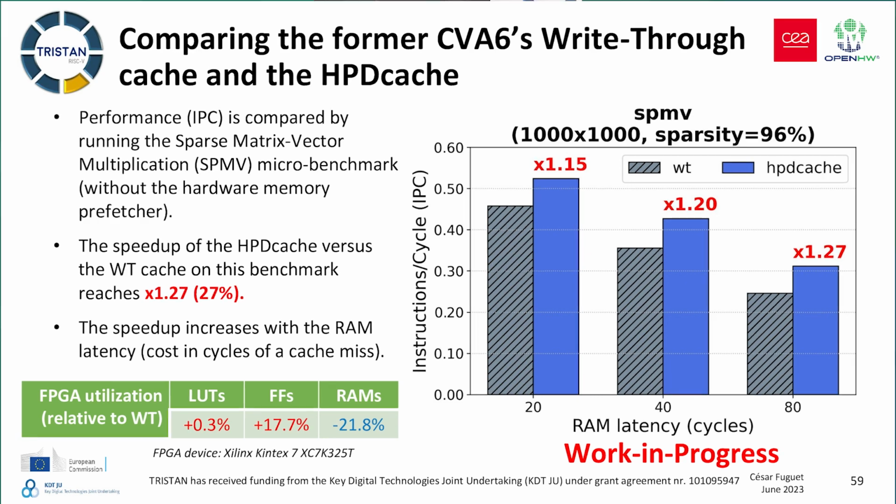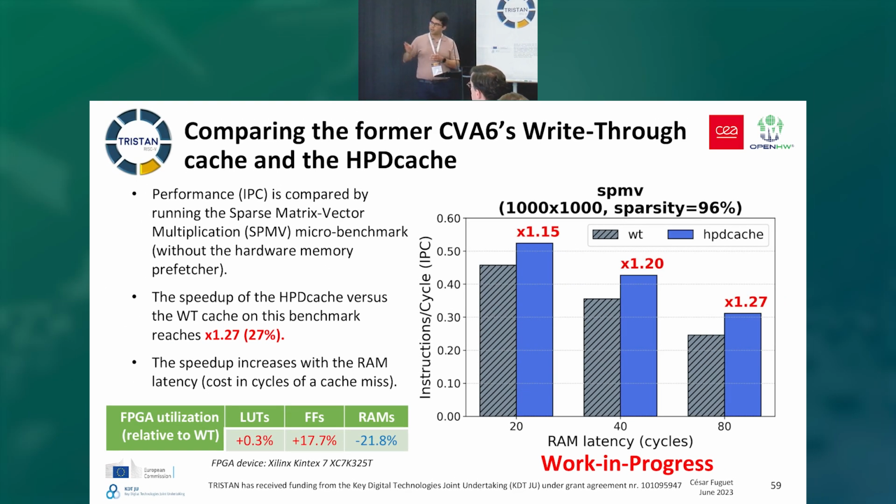Regarding the comparison of resources, this was a cache meant for ASIC, but for the moment I don't have any ASIC implementation of the original cache, so I cannot do a comparison. So I tried to do a comparison on FPGA resource utilization. In terms of logic, lookup tables are roughly the same, only 0.3% worse than the original one. In terms of flip-flops, we are 17% worse, but we are better in RAMs.